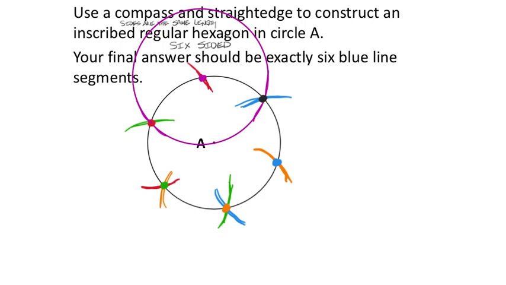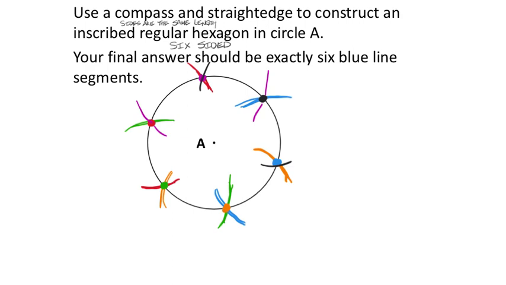There we go. All right. So what we have now are 6 points to create a hexagon inscribed inside the circle right here. So let's go ahead and connect those points.